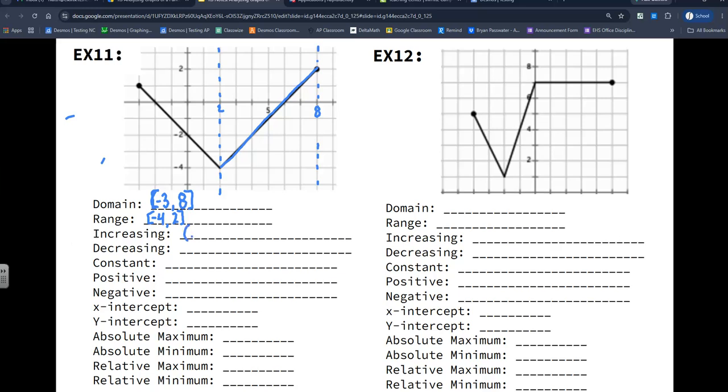So this would be, we were doing parentheses. Technically, you could use brackets if you wanted to there. There's some debate for that. Decreasing.